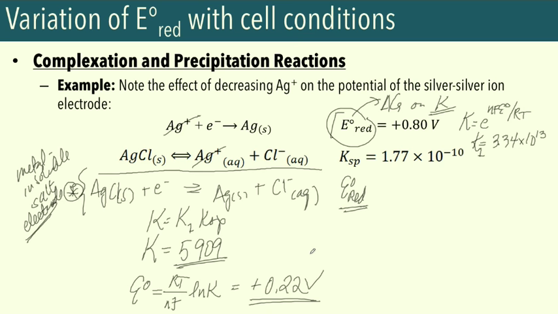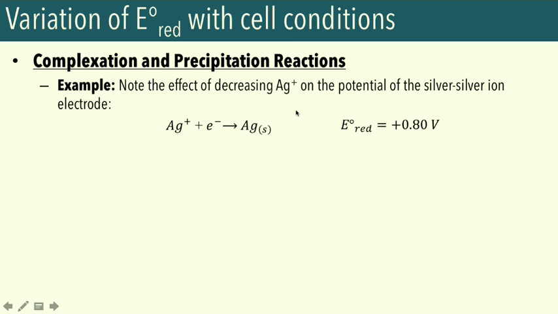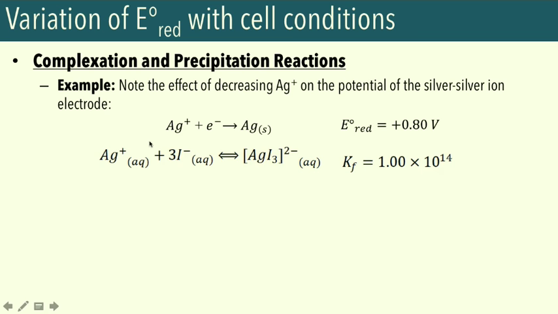Another strategy for decreasing the concentration of silver ions is through complexation. One way that we could modify our system is, instead of adding potassium chloride, we could add potassium iodide. The effect of adding potassium iodide is that we tend to form a complex with our silver ions. In this particular example, our silver ions in our half reaction over here are being consumed via the formation of this complex over here.